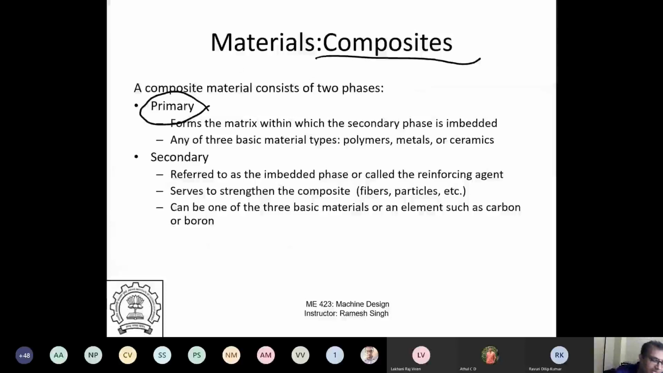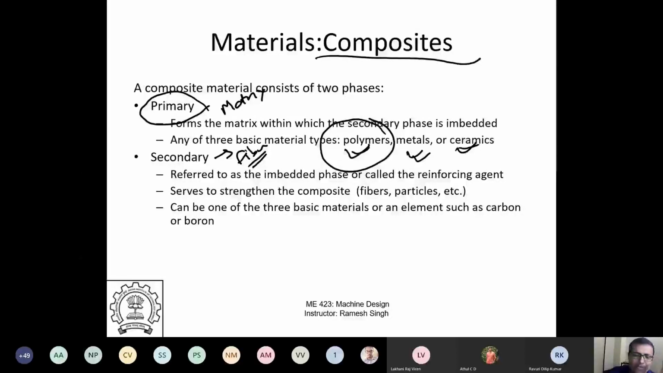Primary phase is called matrix. And the secondary phase is typically called some sort of a fiber or strengthening thing, fiber or filler, whatever that thing is. So the primary holds the secondary phase. It can be either polymer, metal, or ceramic, because composites can be many kinds. But in most common composites, you will have a polymer primary phase.